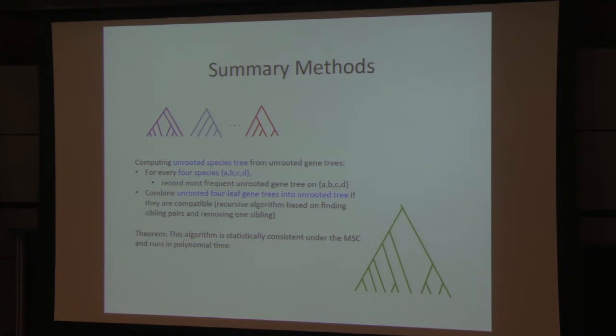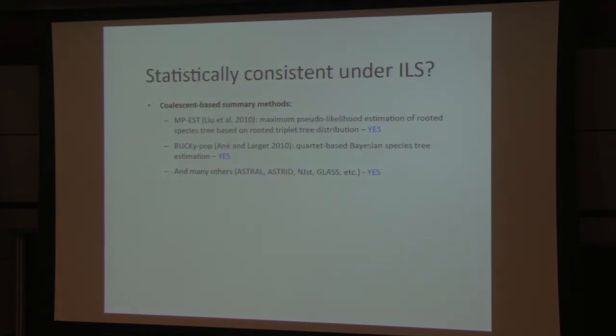So, statistically consistent under this incomplete lineage sorting condition, you need to have methods that are not so fragile. Statistical consistency is easy. Good performance on data is hard. This is the thing about computer science. This is not just statistics, it's actually computer science. You need methods that are robust to models where you don't have perfect data.